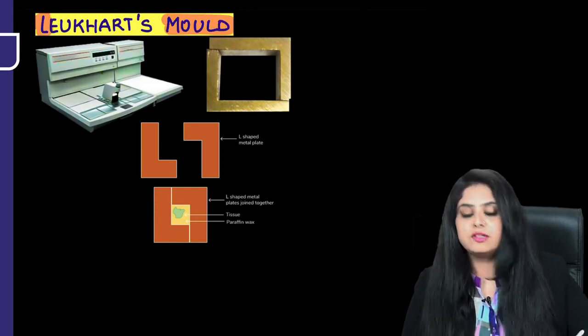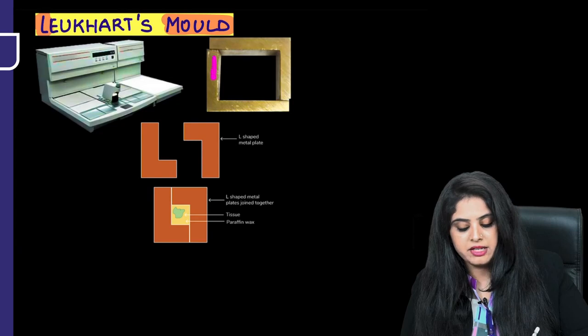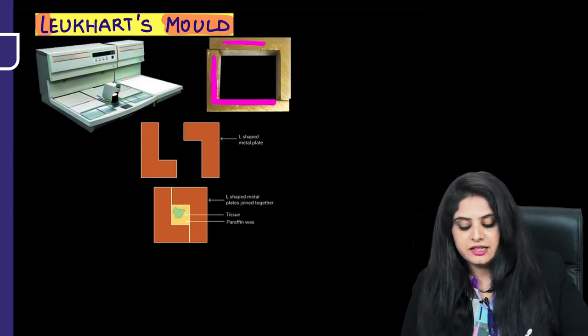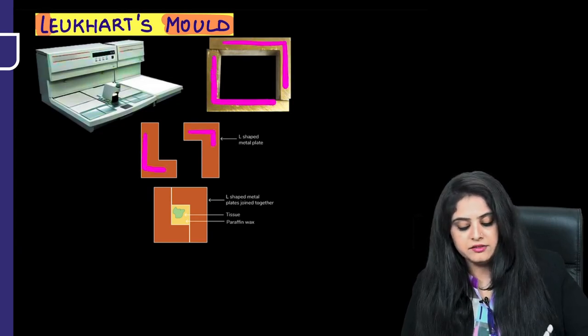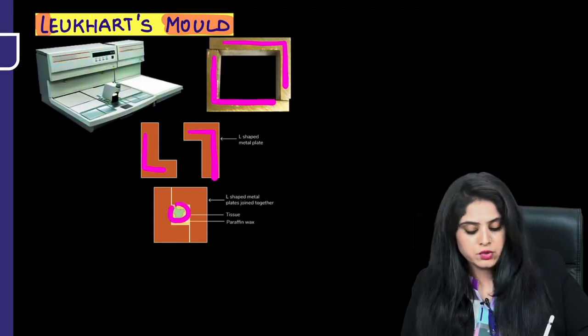Leuchart mold is also known as L mold. Why? Because it looks like an L shape. There is one L like this and then there is one L like this. So one L like this, one L like this. What have you done? You put the tissue inside it.